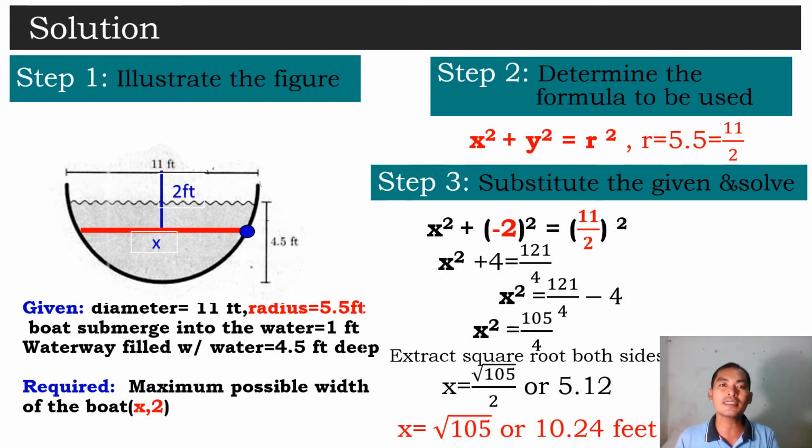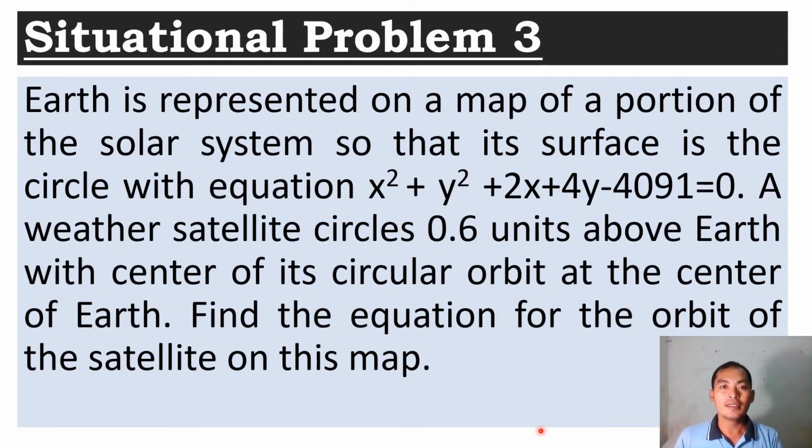Let's proceed to another example. Earth is represented on a map of a portion of the solar system so that its surface is the circle with equation x squared plus y squared plus 2x plus 4y minus 4091 equals 0. A satellite circles 0.6 units above Earth with the center of its circular orbit at the center of Earth. Find the equation of the orbit of the satellite on this map. Okay, we illustrate first the given and represent the unknown.